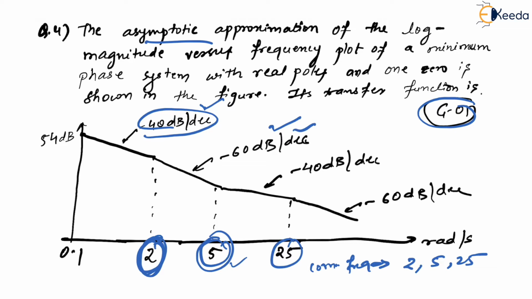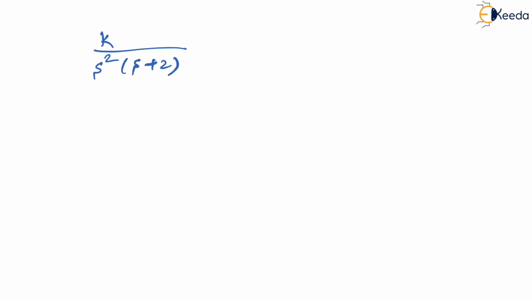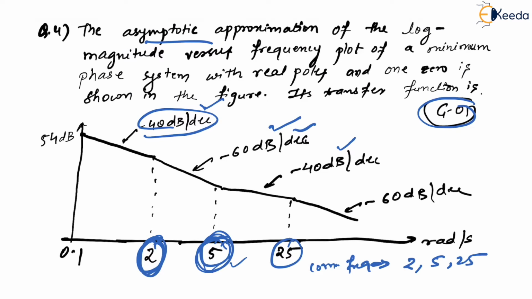Now, at 5, what has happened at 5? Initially, the slope was minus 60 dB per decade, but at 5 the slope changed to minus 40 dB per decade, which means what has happened? Slope has increased by 20 dB per decade, which means at 5 definitely there has to be a 0. So I've got S plus 5 over here because it's a 0.